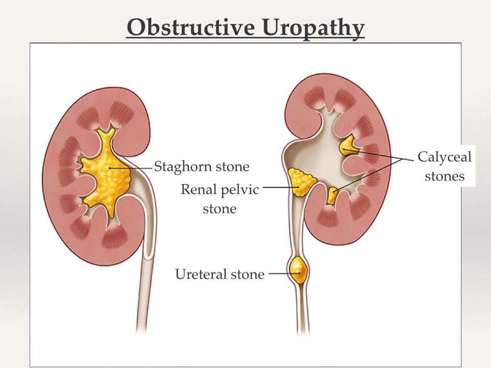When we get into obstructive uropathy, these are some of the types of stones that we can see. And obstructive uropathy is just when something gets in the way, whether it's intraluminal or extraluminal, stones being the most likely, so that urine can't drain out of the kidney, down into the ureter, and then into the bladder.